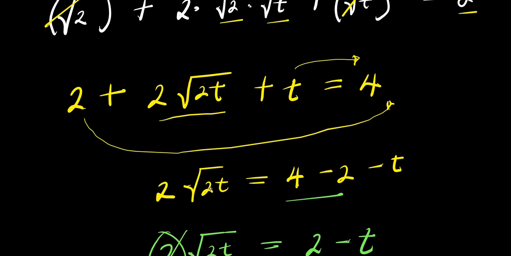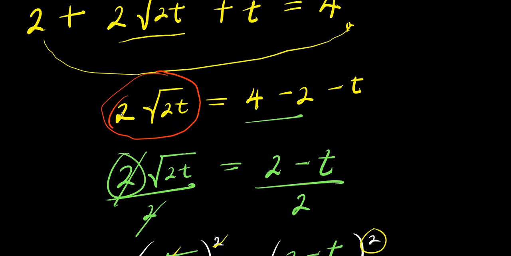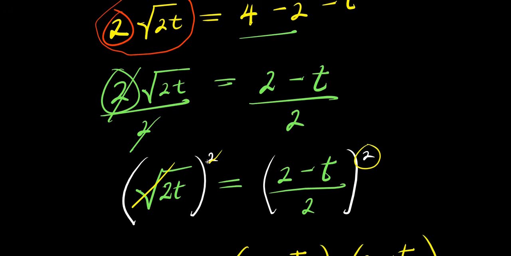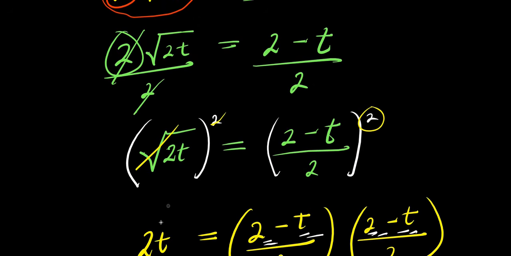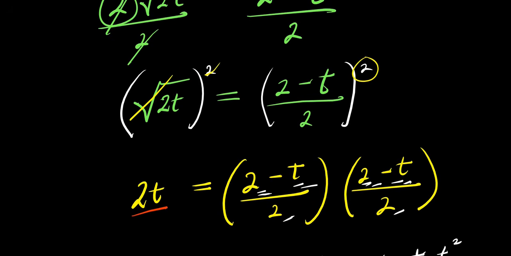Now the next thing we did was to move this and the variable over here. Let's concentrate on this, 2 root 2t. After this, what we did was to eliminate this coefficient by dividing it by 2 and dividing this by 2 as well. After this, we took the squares of both parts of this equation and we were left with 2t. You have 2t here, and because of this square here, we needed to multiply this in 2 places.